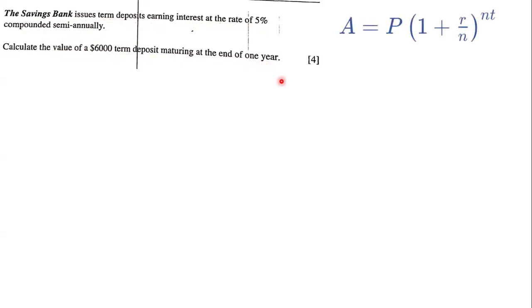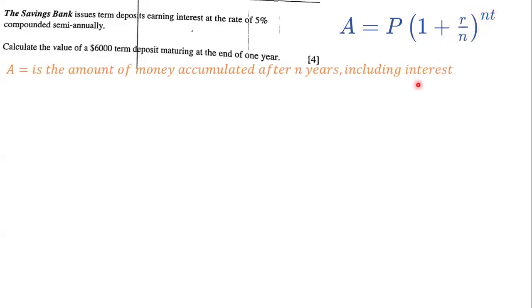In order to answer this question, we're going to use this formula, which states that A is equal to P multiplied by (1 plus R over N), and all of this is raised to the power of N times T. Now, in this formula, A is equal to the amount of money accumulated after N years, including interest.